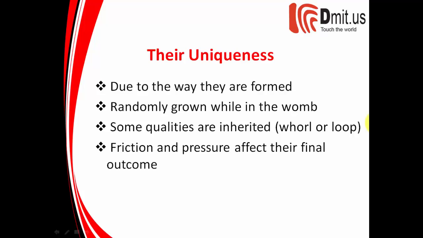So remember that friction and pressure in the womb are what actually caused that final outcome. So your experience in the womb was very different from your parents and even that of your siblings. This is also another one of the reasons why even identical twins do not have the same fingerprints, because in the womb, the friction and pressure that's exerted on their fingers, palms, feet, and toes is different.